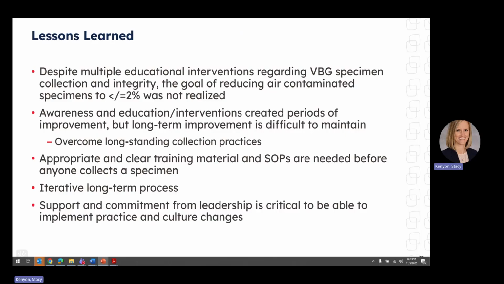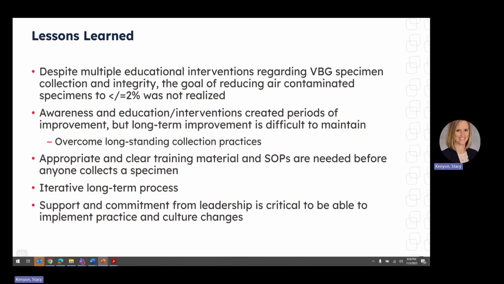So this suggests that we could have a systemic issue across all of our hospitals, and it also illustrates that it's very difficult to change these long-standing collection practices, especially if we're trying to make a change at just one site and it's not being rolled out at another site.